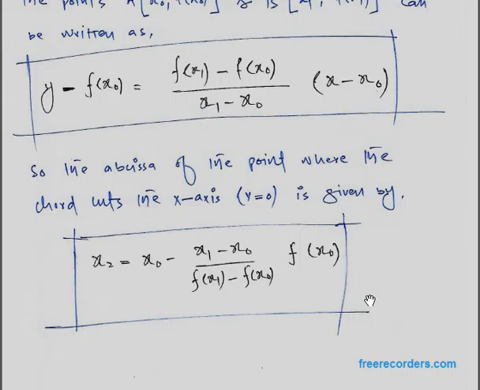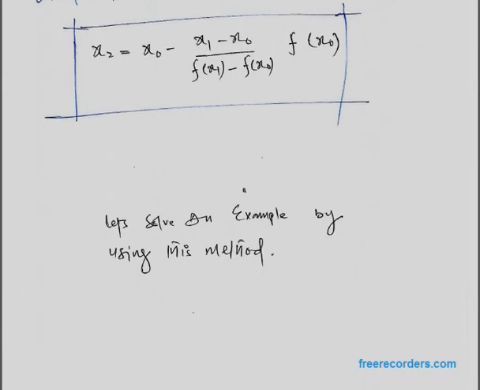But the root could as well lie between x1 and x0, because they have opposite signs. So this procedure is repeated till the root is found to the desired accuracy. The iteration process based on this is known as the method of false position. So let's do an example on this so we can completely understand how it works.